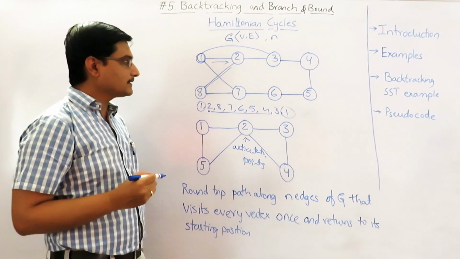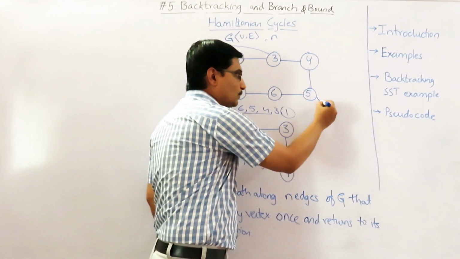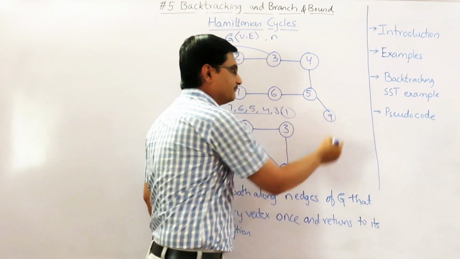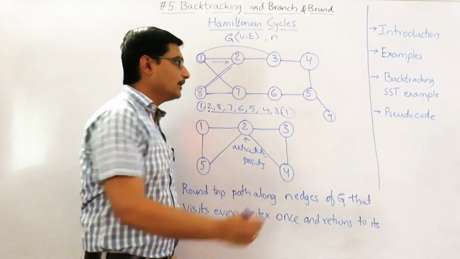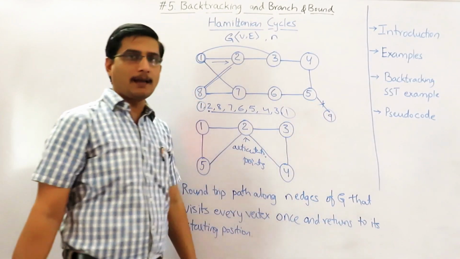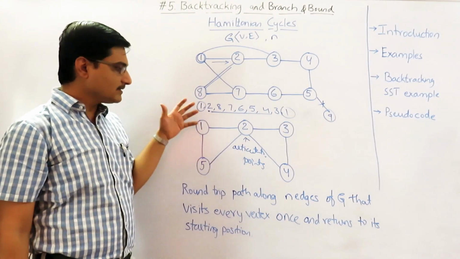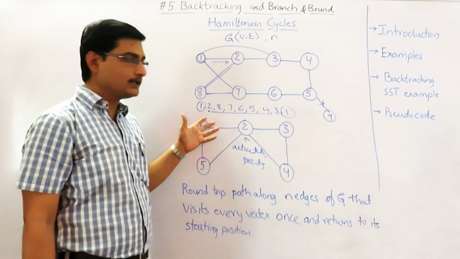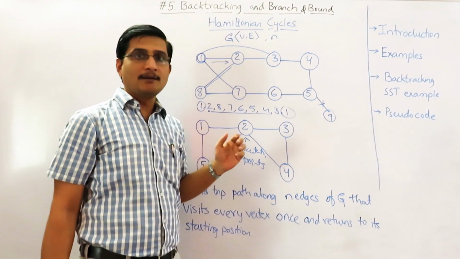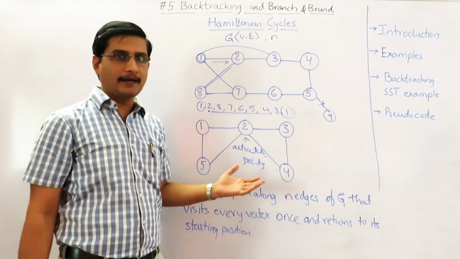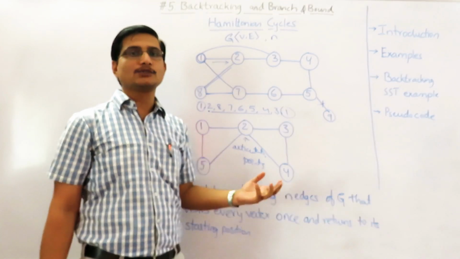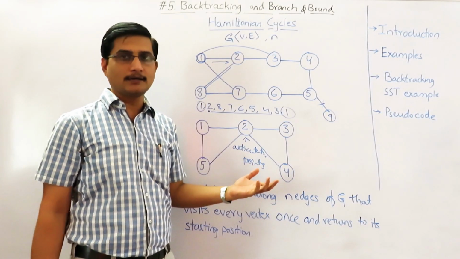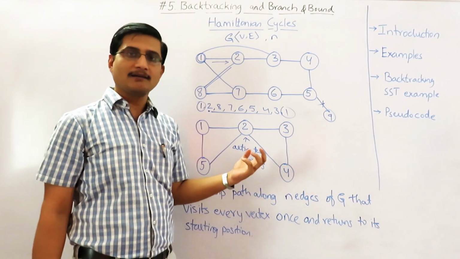Another example is if there is a pendant vertex. Say for example here, if there is a vertex like something like this, then in that case also it is not possible to find the Hamiltonian cycle. So we have just applied the manual method to find the Hamiltonian cycle, but there is no easy way to find it. From just two examples, we came to know that it is not so easy to find all the Hamiltonian cycles existing in a graph.